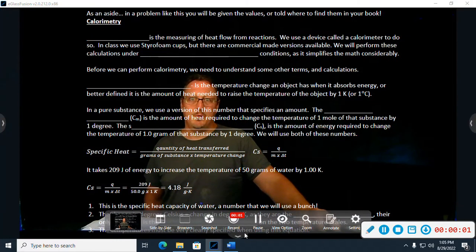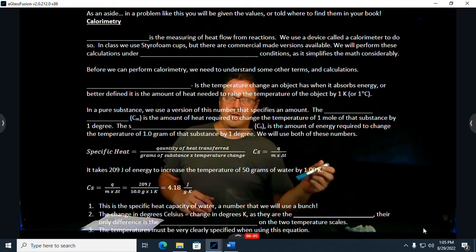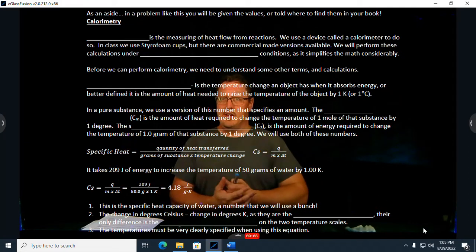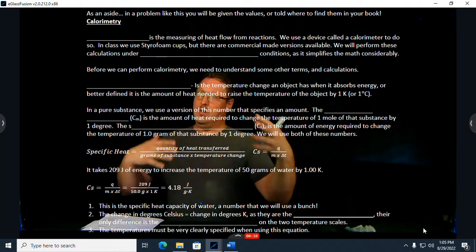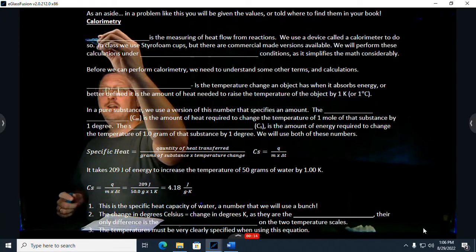All right, so here we go. Now we're going to talk about something a little bit different. Now we're going to talk about how we actually measure heat change in the lab and where this comes from and how we do examples of it. Okay, and so this is called calorimetry.